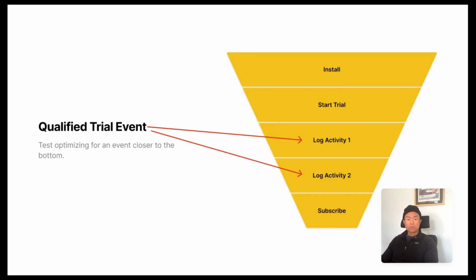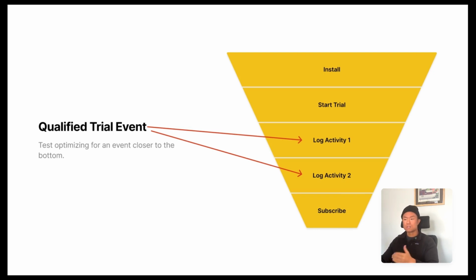The first thing that you want to test is something called a qualified trial event. It happens after a trial start, typically within 24 to 48 hours, and shows you that they are active and using your app. So it's highly correlated to your subscribe event. They use your app, they see value, and they're more likely to pay for your app after your free trial.